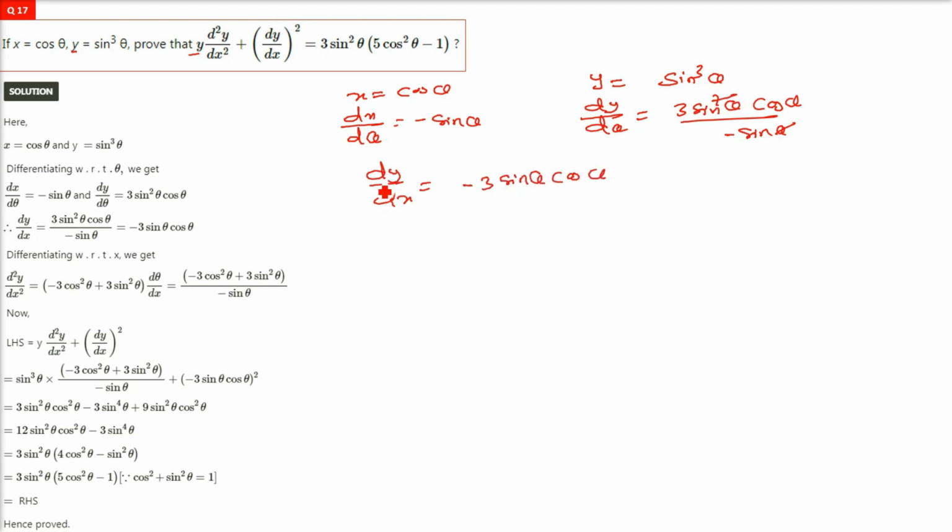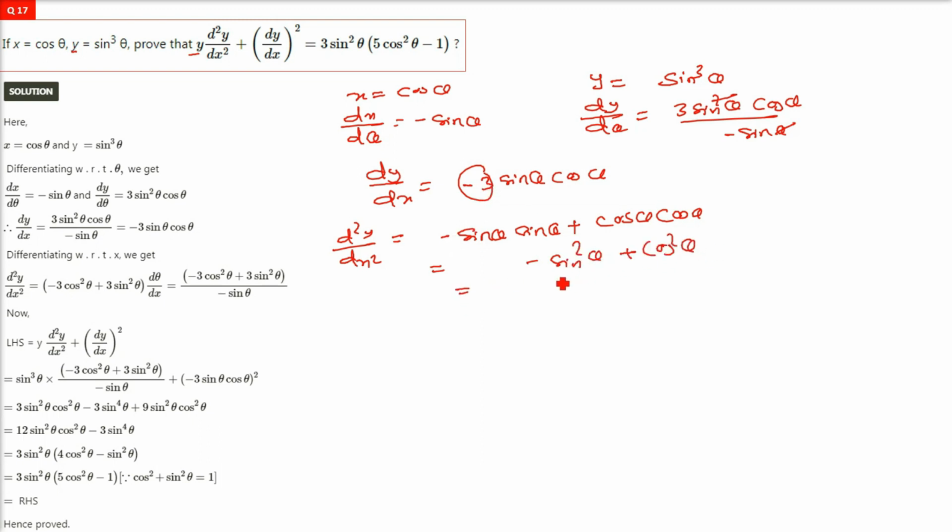Now double differentiation has to be done. d2y by dx2, you can call it y dash or y1 also. So d2y by dx2, minus 3 you will deal with later. The derivative of sin theta is cos theta, and the derivative of cos theta is minus sin theta, so we have minus sin square theta plus cos square theta, and you already have a negative 3 in front. So let's multiply negative 3 inside. This will give you 3 sin square theta minus 3 cos square theta.